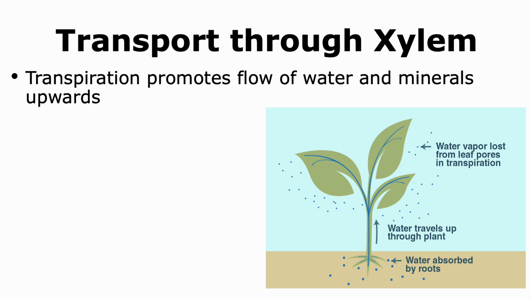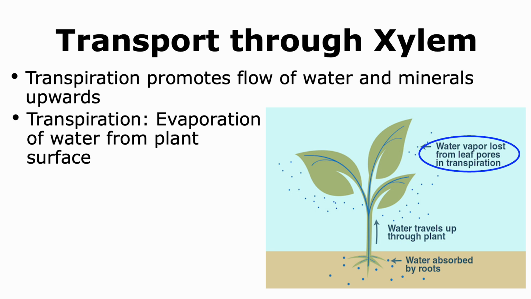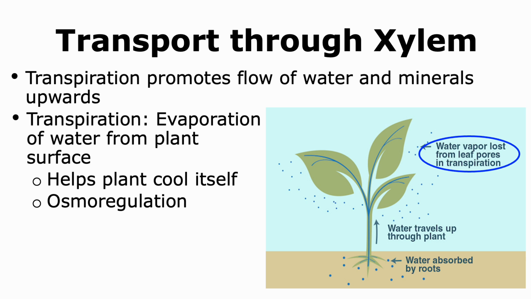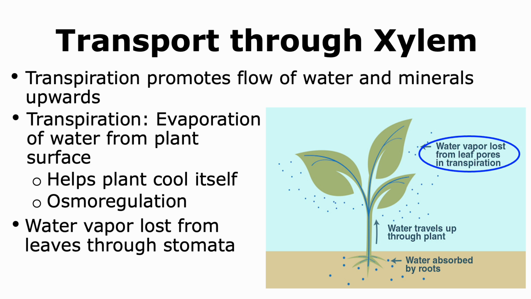The upward movement of water in the xylem is promoted by the process of transpiration. Transpiration is the evaporation of water from the plant surface. It is a physiological process that helps the plant cool itself and plays important roles in osmoregulation. The water vapor is normally lost from the leaves through the stomatal openings. Transpiration can also explain why the temperature is cooler in places where there are lots of plants and trees, as opposed to areas where there are no plants or trees.